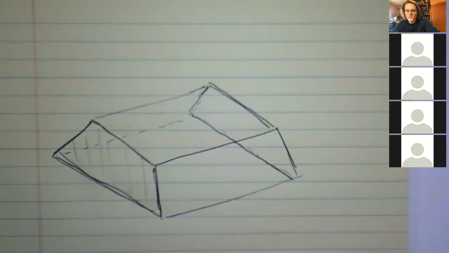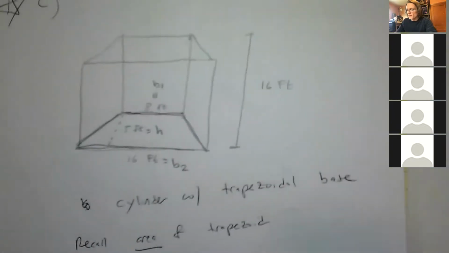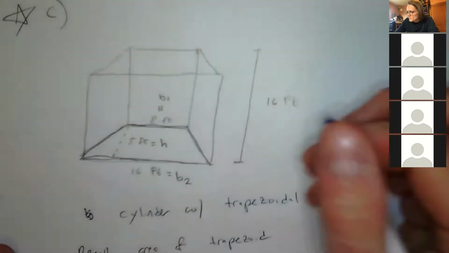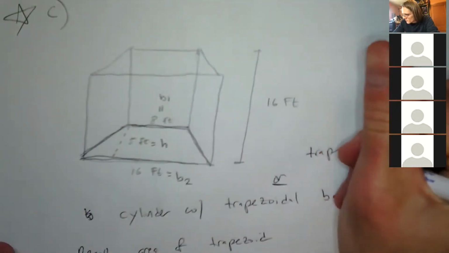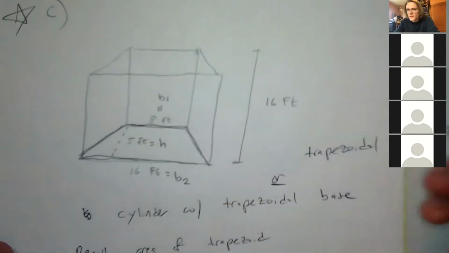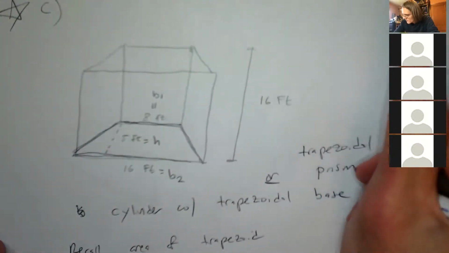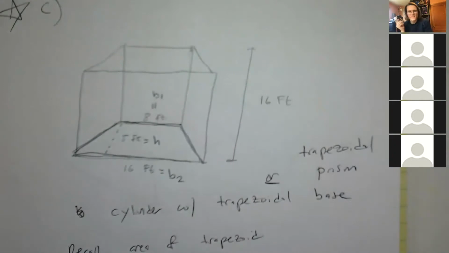If the terminology cylinder is confusing, don't think of it like a cylinder. You could maybe call it a trapezoidal prism. Trapezoidal prism, I think, also would work. So maybe I'll put that: cylinder with trapezoidal base, or trapezoidal prism. So I think that's acceptable.